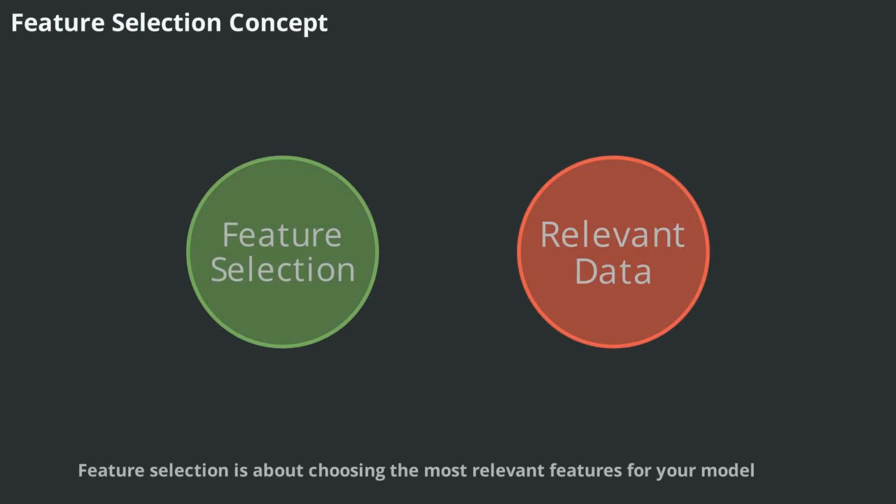Feature selection is about choosing the most relevant features for your model. By focusing on what's important and removing noise, you make your model faster and more accurate. This is a critical step in building efficient ML systems.